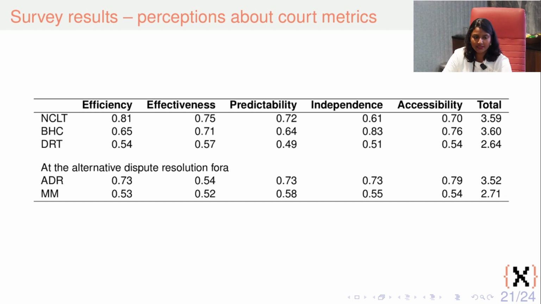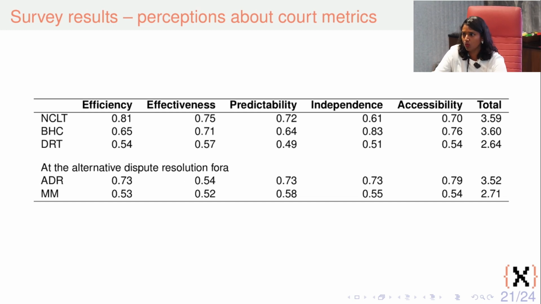Now, if you look at the BHC on the other hand, it fares the highest on independence. That is, most people trust that the Bombay High Court will give an unbiased decision in their matter. And it seems to fare the least on predictability. Similarly, out of all 5, DRT seems to be doing the worst, and I think all the lawyers would just agree to it. But they seem to be doing a little better in effectiveness than their other metrics.